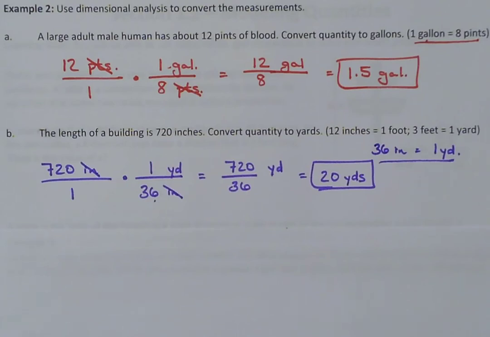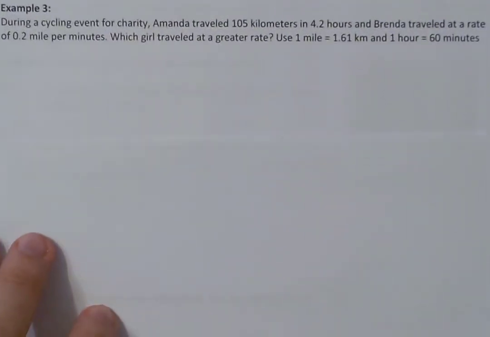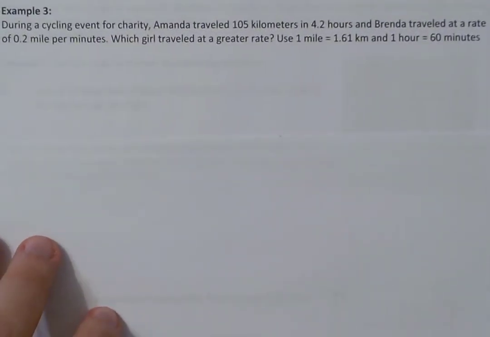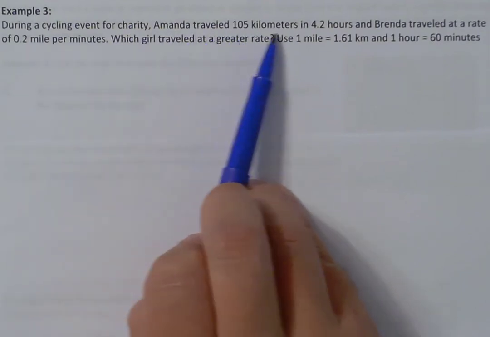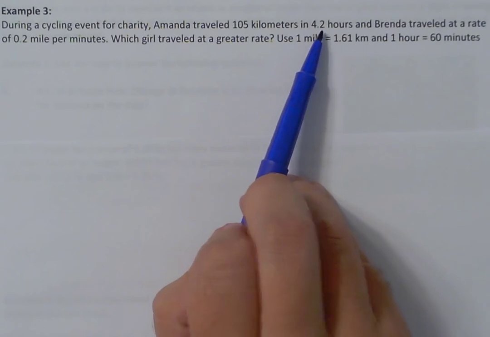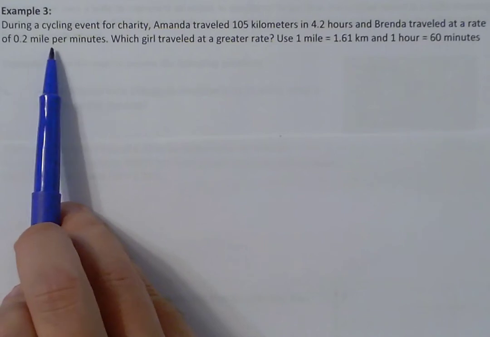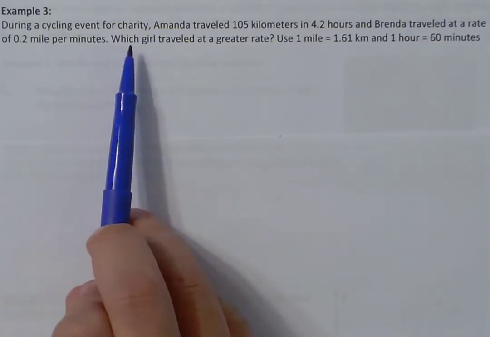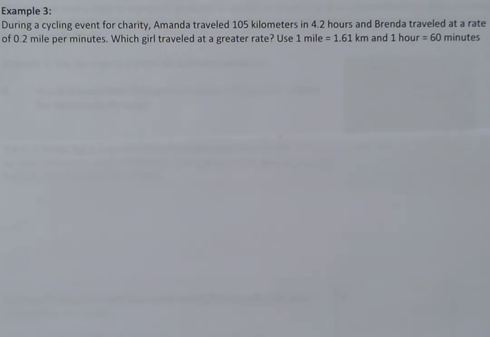Alright, so we're going to use the idea of how to convert stuff with our next example, and go through and compare stuff with dimensional analysis. Example 3 states: during a cycling event for charity, Amanda traveled 105 kilometers in 4.2 hours, and Brenda traveled at a rate of 0.2 miles per minute. Now the question asks which girl traveled at a greater rate. So you would have to take what they give you and determine which one traveled at a greater rate.